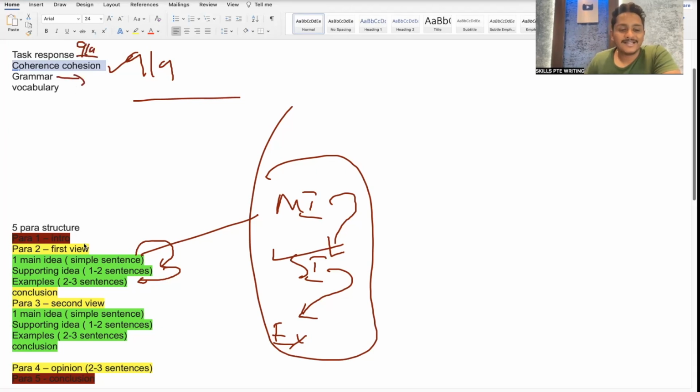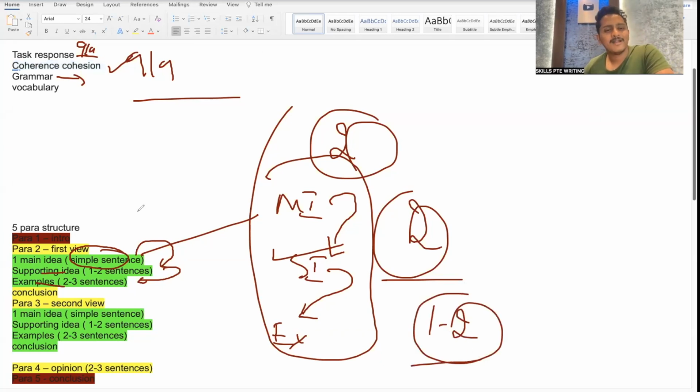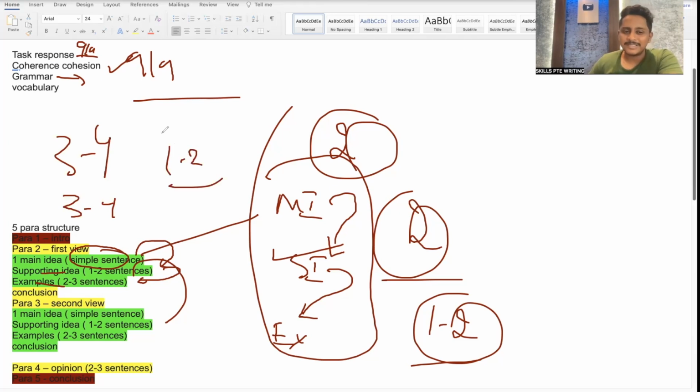Grammar. The main idea should be a simple sentence. The supporting idea and example should have a mixture of compound and complex sentences. Inside the grammar folder, there is a compound complex sentence lesson, if you wish, you can have a look at it. I would have clearly explained. I want at least 2 compound sentences, minimum 2 complex sentences, minimum 1 or 2 simple sentences in your entire essay. So second, third para, if you consider, could be 3 to 4 compound, 3 to 4 complex, 1 to 2 simple sentences. This mixture you write, 100% you will get grammar full marks.